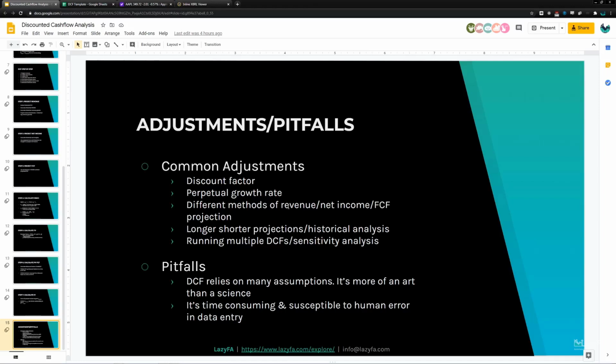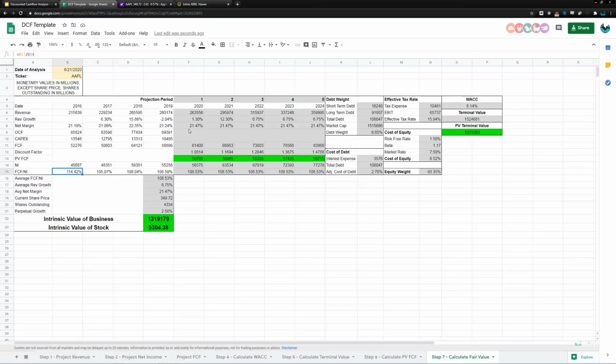Other people will calculate projected revenues and net income and free cash flow differently. Some people don't like to derive net income from margins, for example. So in our case, we took historical net margins and averaged them together, and then we just assume that those margins are going to remain constant.